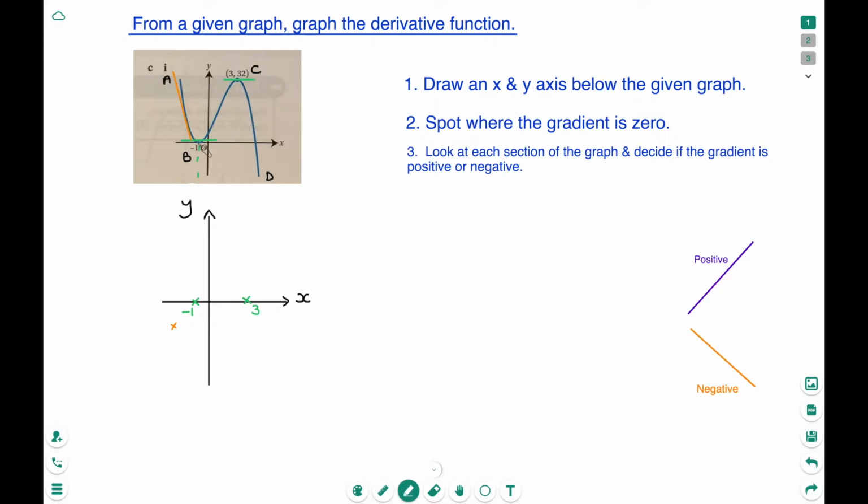Okay, let's look at the section B to C. And I'm going to draw a tangent to the curve there as well. So let's just draw a tangent here. And ask yourself, is that slope negative or positive? Well, it's positive. So between -1 and 3, it must be positive. So we'll draw it somewhere above the x-axis in the positive area.